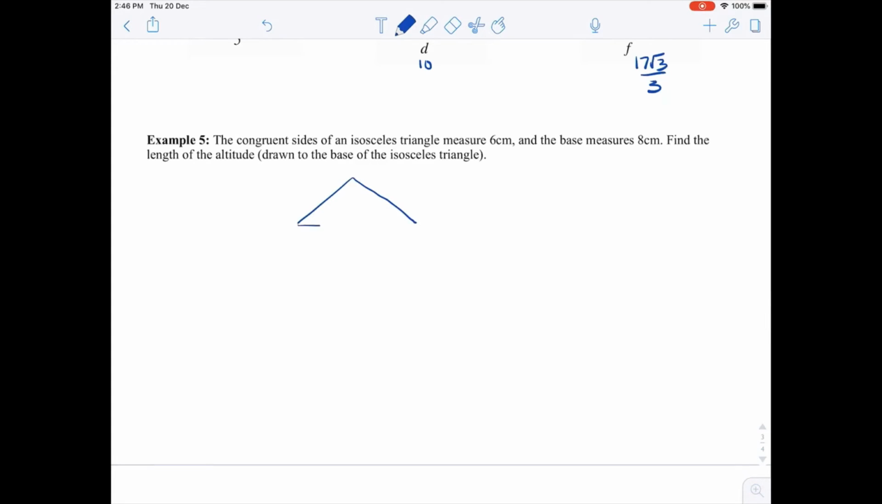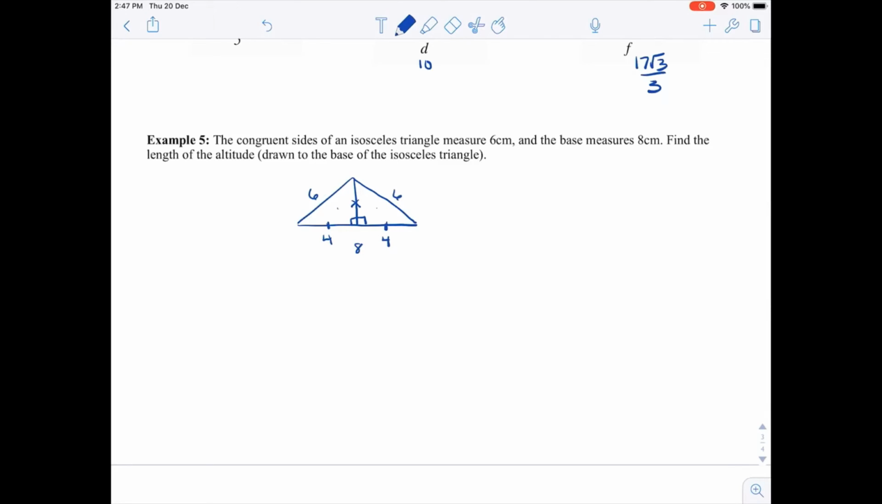We've got an isosceles triangle with legs that are 6, and the base is 8. And they want us to find the length of the altitude. Okay, now we don't know the measure of any of these angles except the right angle. And if I use the altitude as a reflexive side, I can say that these two triangles are congruent by hypotenuse leg, which then allows me to say that these two sides are congruent, so they are each 4.